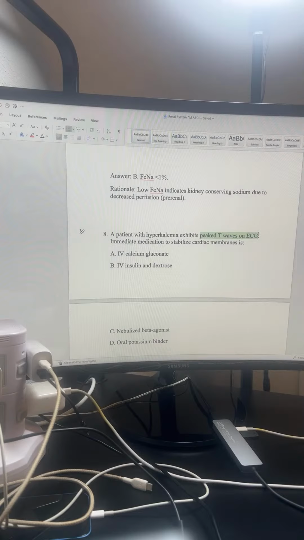Insulin also lowers your potassium, definitely. But you're looking at the question here: which of these medications, because all of these are what you'll be using to treat your hyperkalemia, is going to stabilize your cardiac membranes? The one that is focused on protecting the heart is your calcium gluconate. Your IV insulin and dextrose is going to work on your potassium.